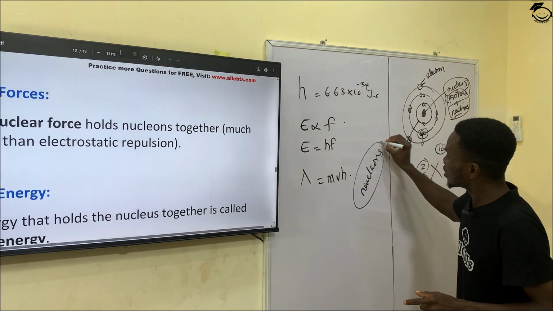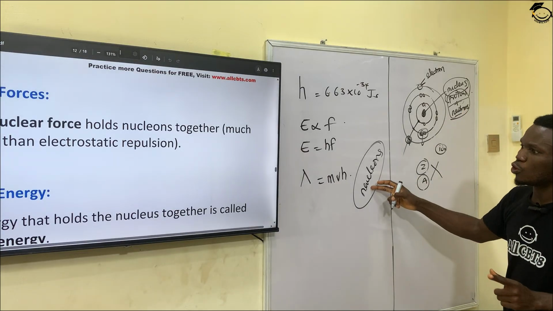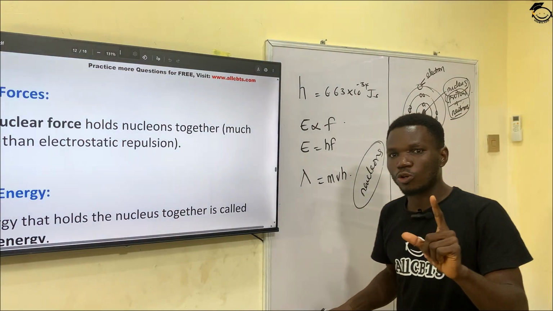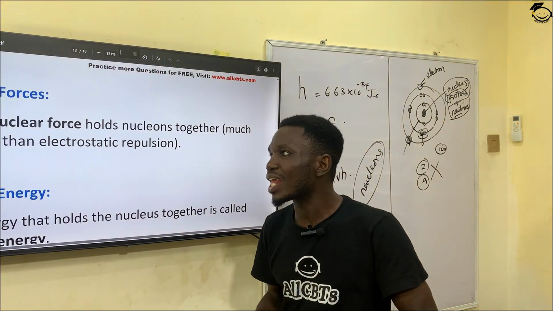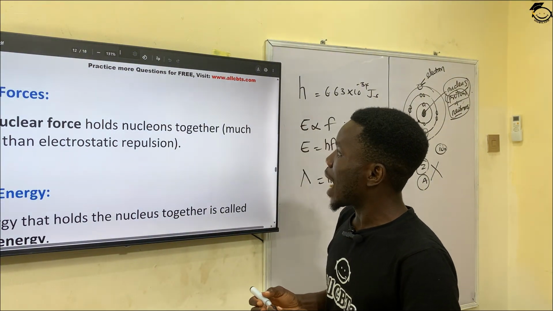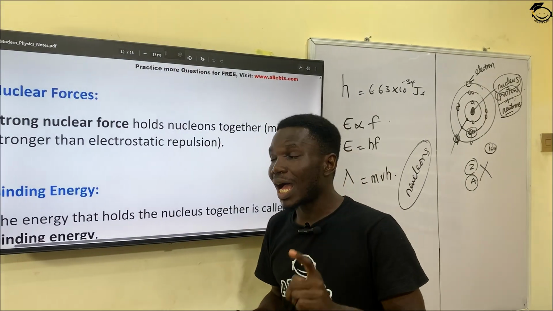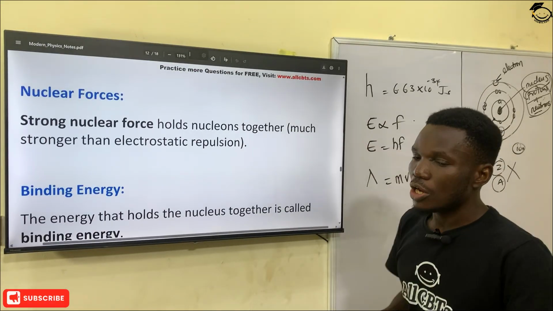So these two together are called nucleons. They are present inside the nucleus and they are held together by the strong nuclear force. And this nuclear force is a lot greater than the electrostatic repulsion.